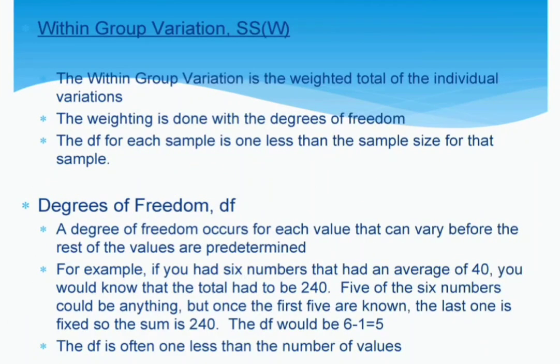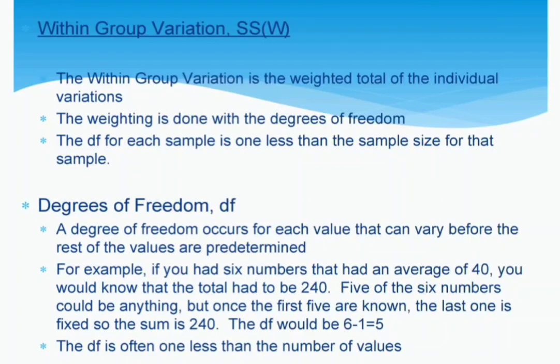And what is within group variation? The within group variation is a weighted total of the individual variation. The weighting is done with the degrees of freedom. The degrees of freedom for each sample is one less than the sample size for that sample.